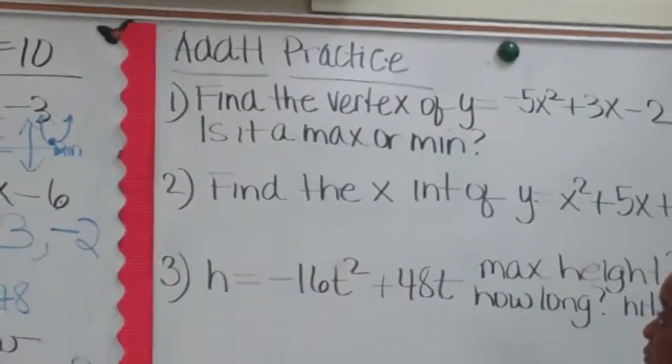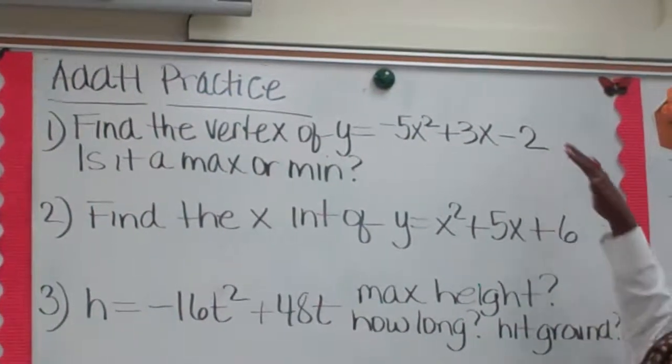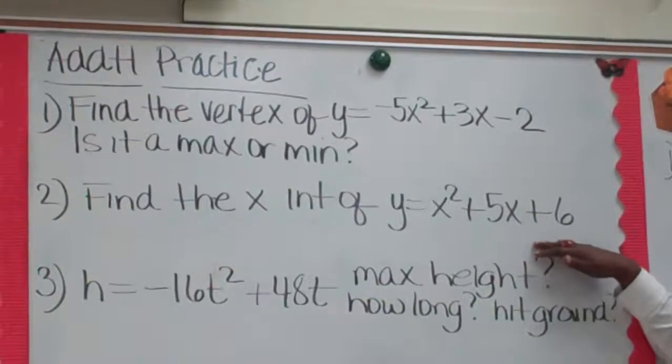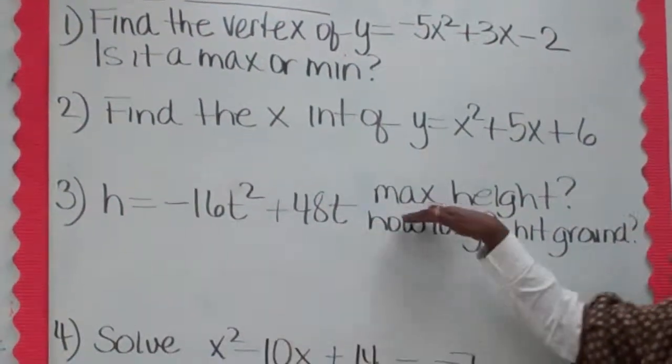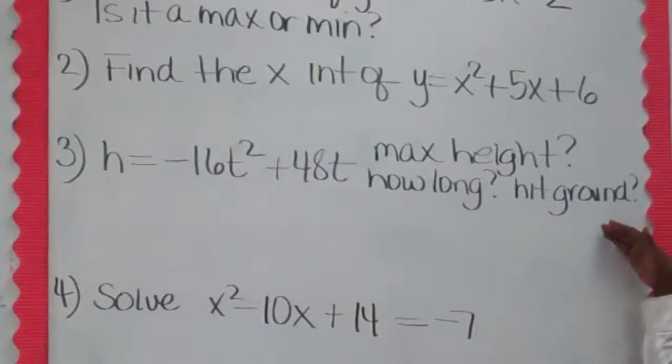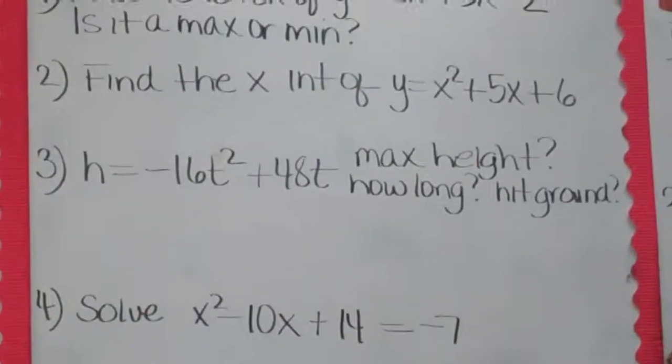On the next board, I have additional practice. Problem number 1, find the vertex, is it a max or min? Problem number 2, find the x-intercept. Problem number 3, you're given a new equation: maximum height, how long, and when did it hit the ground? And problem number 4, you're given a quadratic that you need to solve.